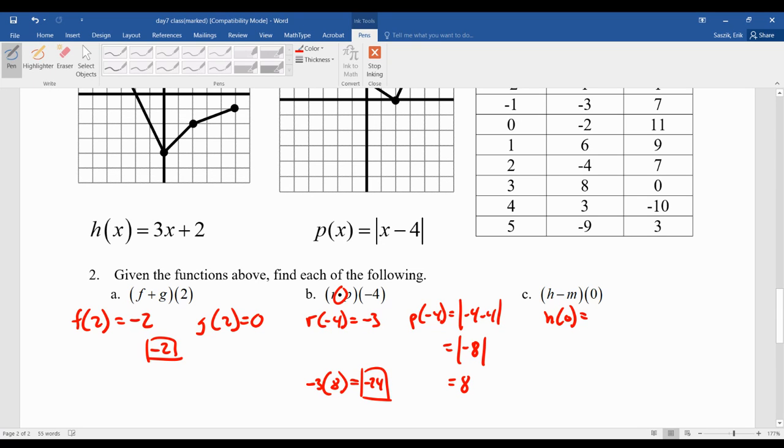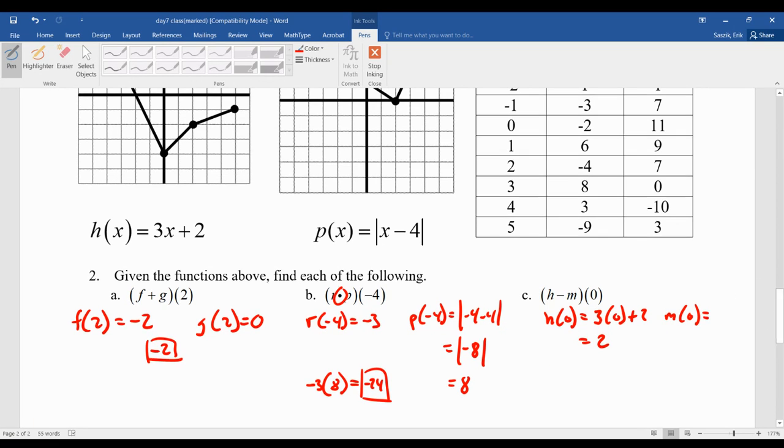H of 0, that's using the equation. That's a nice easy one. That's just going to be 2. M of 0, remember, 0 is the input, so I got to use, that's up here. This is the M column. There's the X column. There's the 0. It goes to -2. We're subtracting these things. So 2 minus -2 gives you 4. You got to be careful. It's easy to mess that subtraction up.